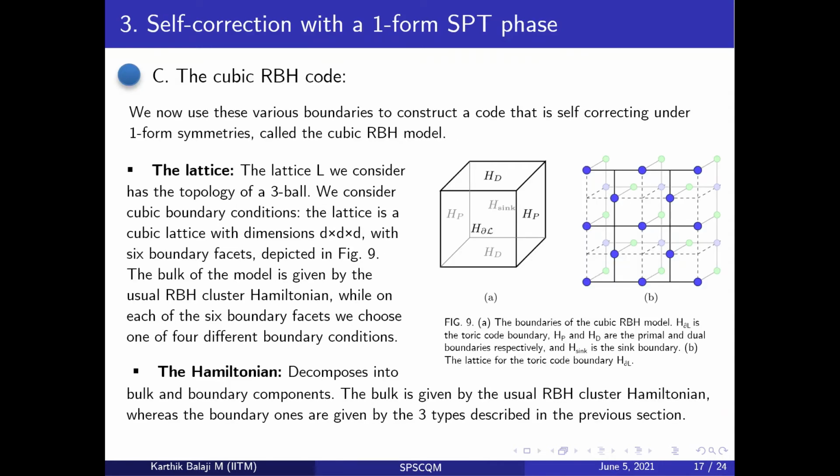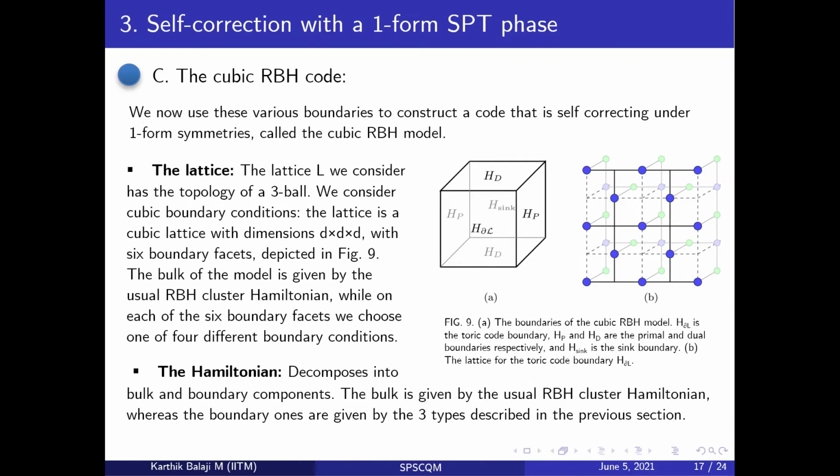Now let's move on to the cubic RBH code. We now use these various boundaries that we saw before to construct a code that is self-correcting under one-form symmetries, called the cubic RBH model. So for the lattice, we consider a topology of a 3-ball. We consider cubic boundary conditions. That is, the lattice is a cubic lattice with dimensions d cross d cross d with 6 boundary facets as depicted in figure 9 over here. The bulk of the model is given by the usual RBH cluster Hamiltonian that we saw before, the H_L0. While for each of the 6 boundary facets we choose one of 4 different boundary conditions.